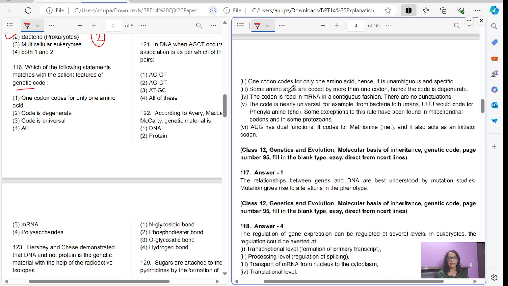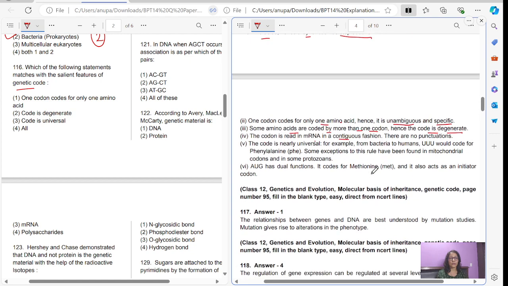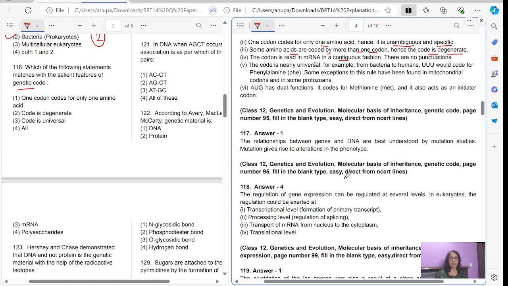Another feature is that one codon codes for only one amino acid. Hence, it is unambiguous and specific. Some amino acids are coded by more than one codon. Hence, the code is degenerate. The codon is read in messenger RNA in a contiguous fashion. There is no punctuation. Fifth, the code is nearly universal. For example, from bacteria to humans, UUU would code for phenylalanine. Means whether it is a bacterium or a human, the triple U code will always code for phenylalanine.